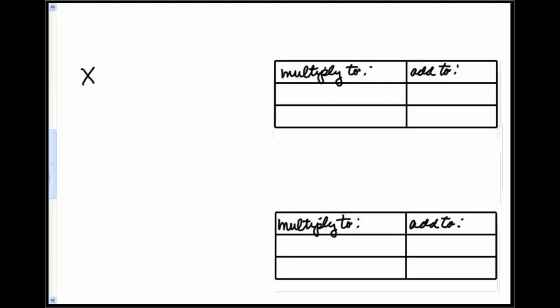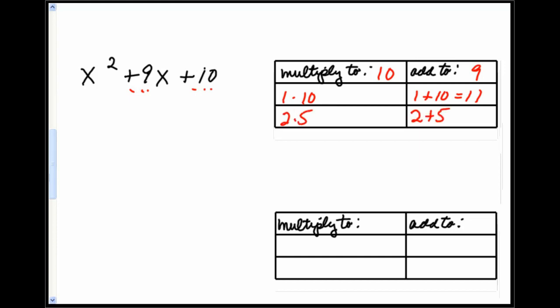Another trinomial, x squared plus 9x plus 10. Here we're looking for two numbers that multiply to 10 but add to 9. We know we have 1 times 10, but that adds up to 11, so that doesn't work. 2 times 5 is 10, but 2 plus 5 is 7.